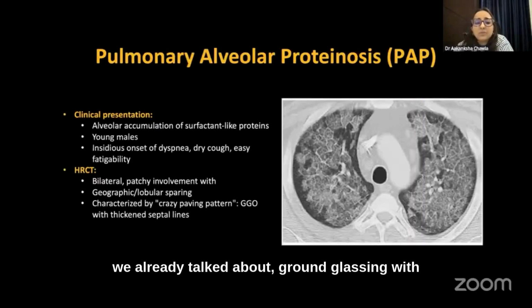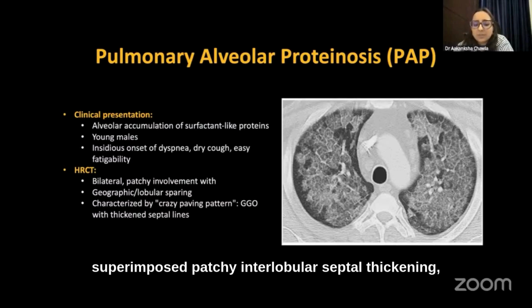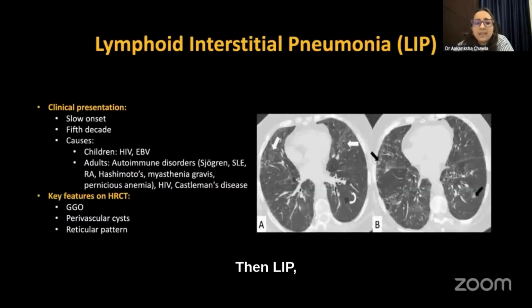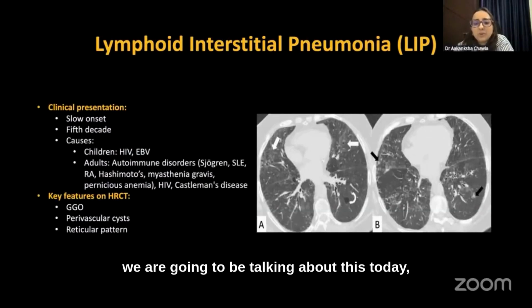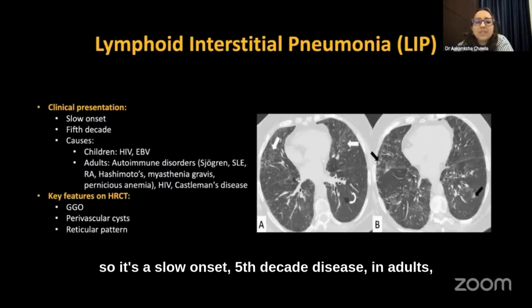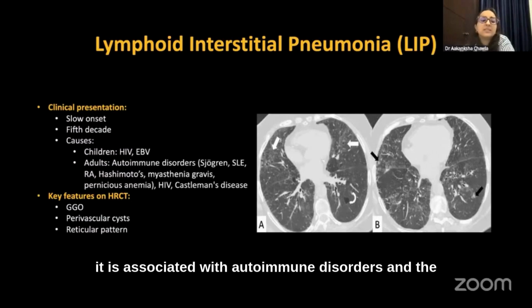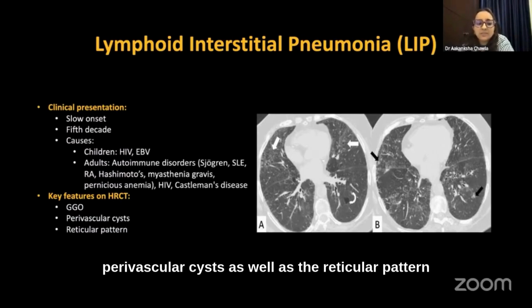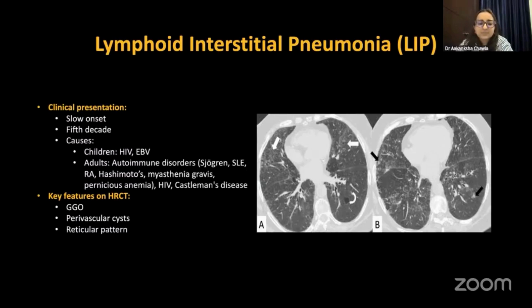Pulmonary alveolar proteinosis, we've already talked about ground glassing with superimposed patchy interlobular septal thickening, giving the crazy paving pattern. Then LIP is what we are going to be talking about today. It's a slow onset, fifth decade disease. In adults, it is associated with autoimmune disorders. The characteristic features include ground glass opacities, perivascular cysts, as well as the reticular pattern.